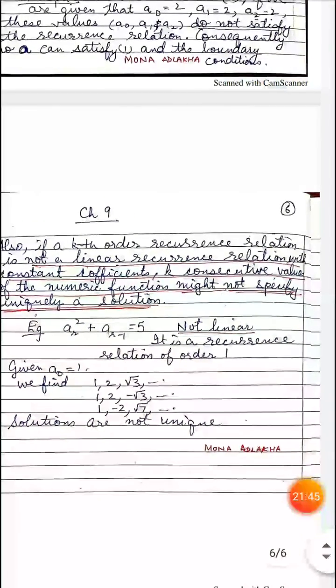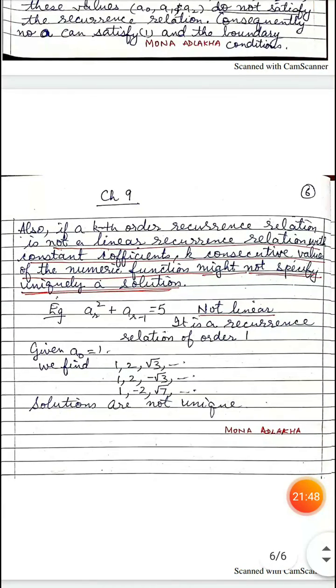Okay, so also, if the kth order linear recurrence relation is not a linear relation with constant coefficients, k consecutive values of the numeric function might not give a unique solution. In this case, first of all, we don't even attempt to find the solution of a non-linear recurrence relation. Here, as we can see, it is not a linear recurrence relation, and hence you cannot even get a unique solution, even though this is a recurrence relation of order 1.